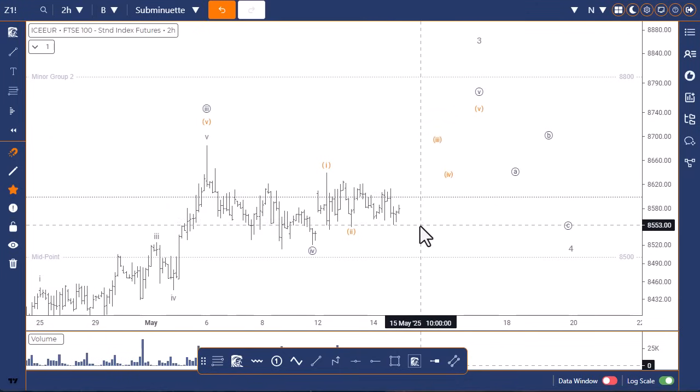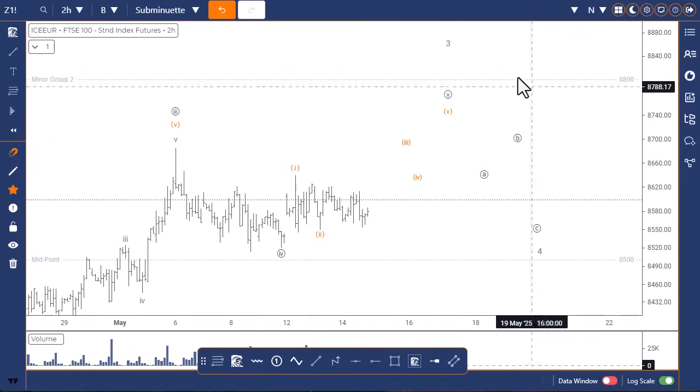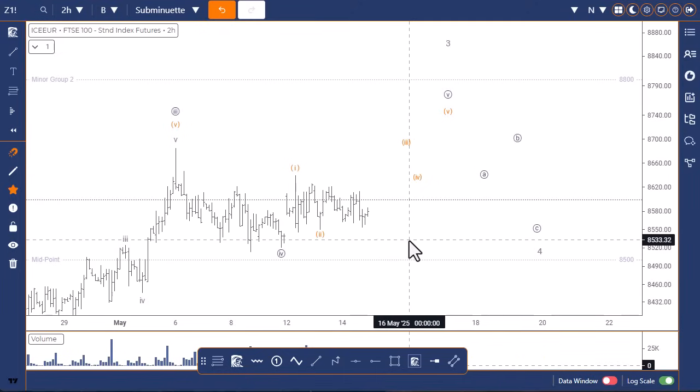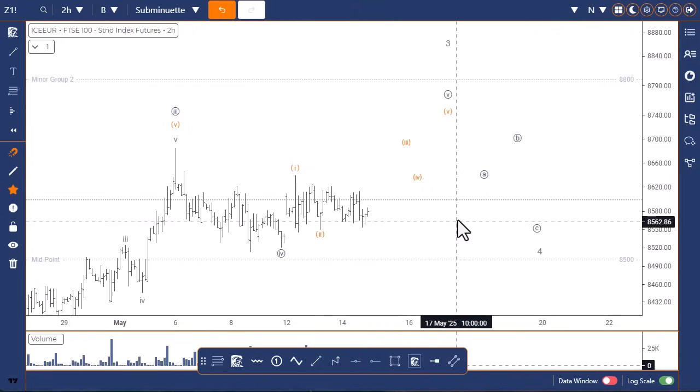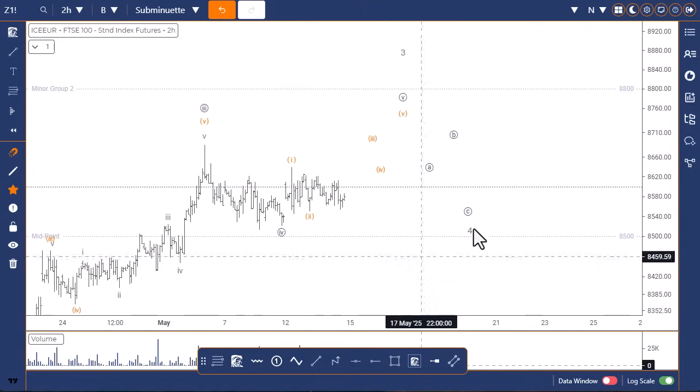So a bit like that, and how far this goes up here, I don't know. And then we're going to get this wave 4, so it's a tough zone to be in. I would suggest looking at other markets in this space. I wouldn't try to navigate this one here.